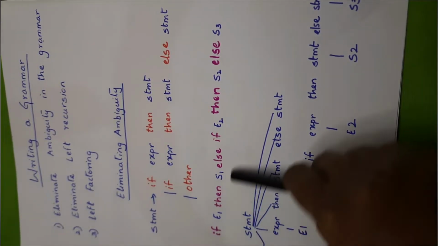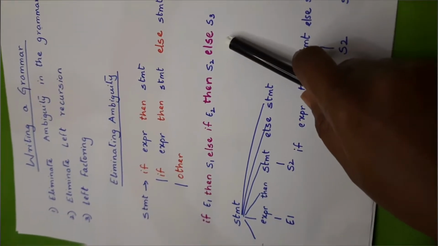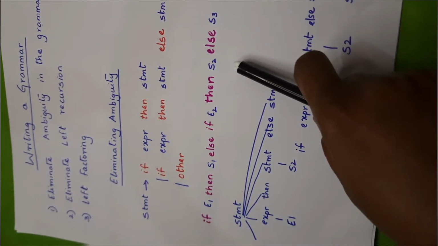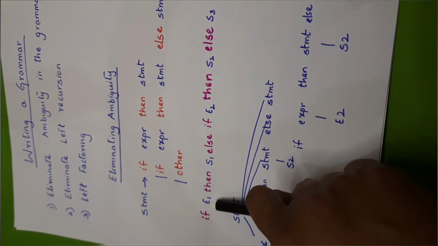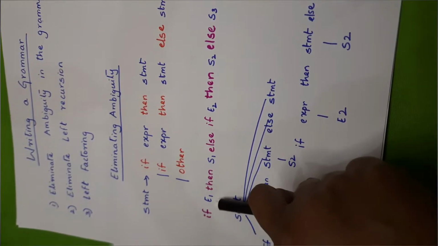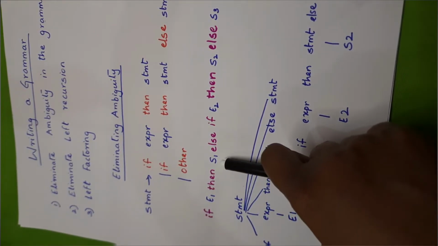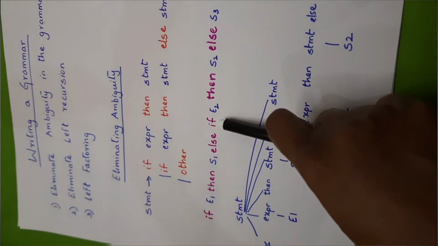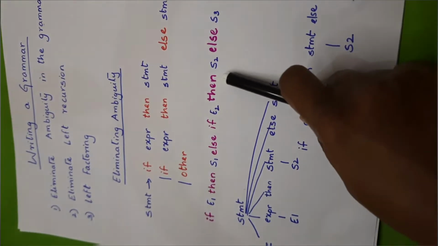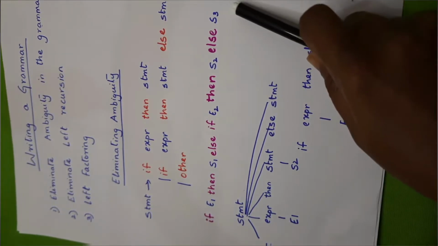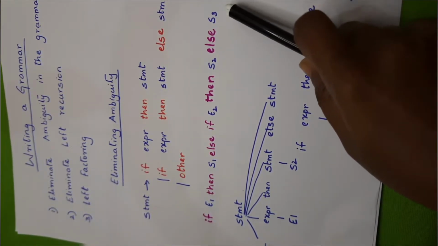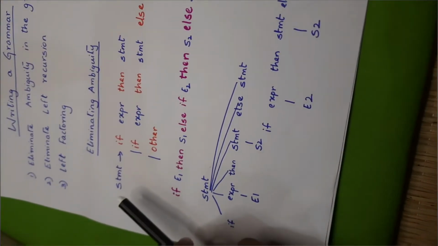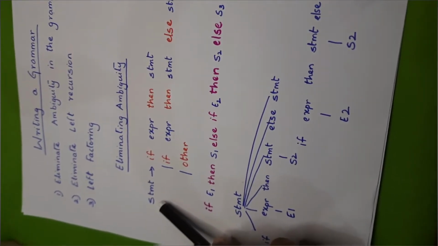Now we will consider this sentence and see how we are going to parse this particular string. If E1 then S1, where S1 stands for statement 1, else if E2 then S2 else S3. For parsing we have to start with the start symbol of the grammar. The start symbol of the grammar is statement.